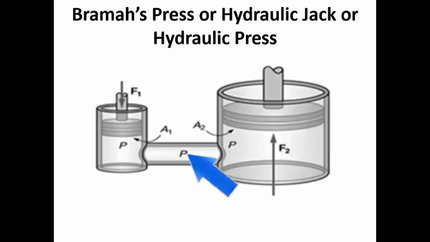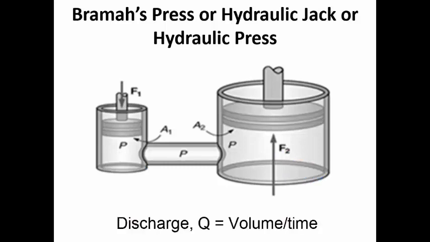Now how do we determine the velocity of the fluid? We know that some amount of fluid is leaving cylinder 1 and entering cylinder number 2. Now we should know the time in which the piston is coming downwards. In that amount of time, you have some amount of fluid coming into the cylinder. So you have the amount of fluid, that is volume, and you have the time. Volume by time is going to give you the parameter known as discharge.